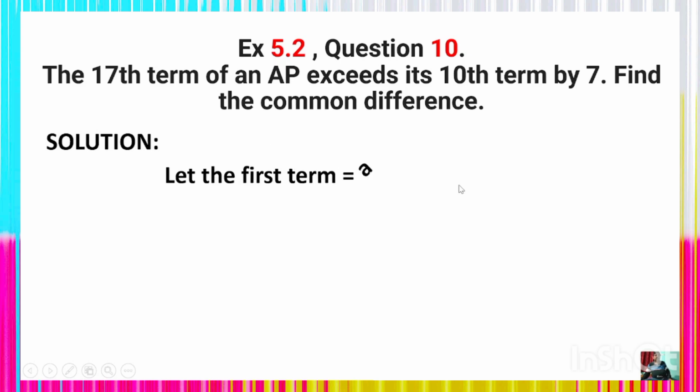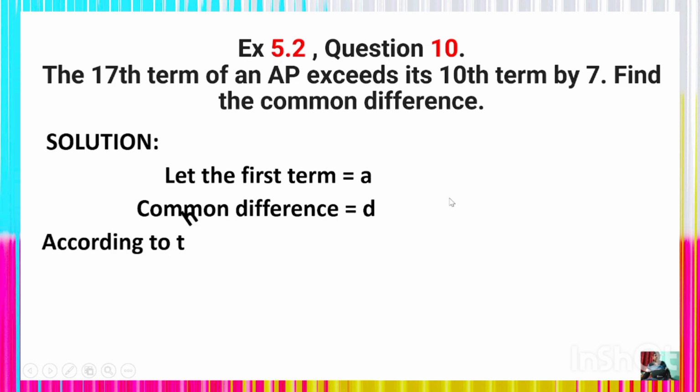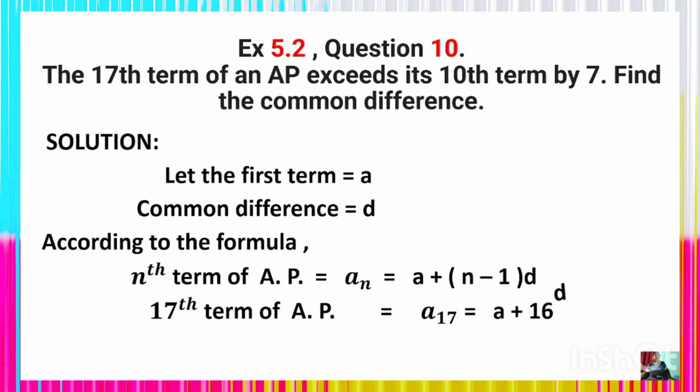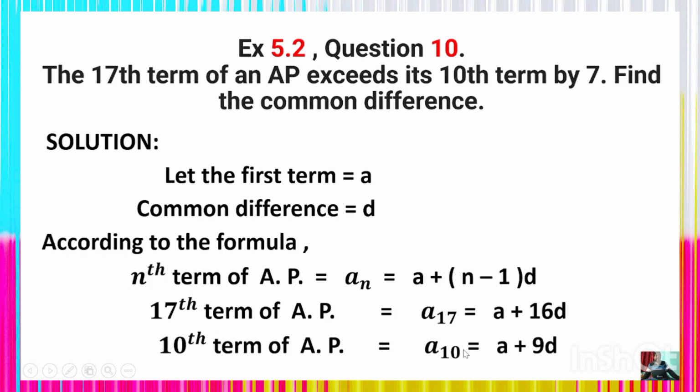Let the first term of the AP be a. The common difference is equal to d. According to the formula, the nth term of the AP, which is an, is equal to a plus (n minus 1) whole into d. Thus the 17th term of the AP, which is a17, is a plus 16d. The 10th term of the AP, which is a10, is equal to a plus 9d.